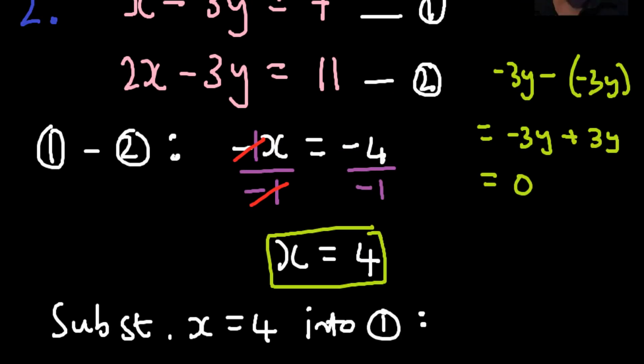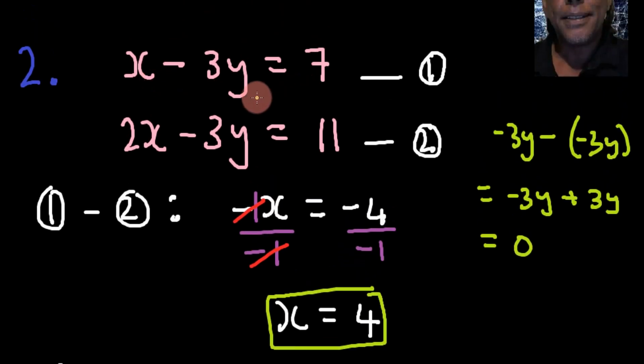And once again, we should plug it back into the original equations to see that it works. So x is 4 and y is negative 1. 4 minus 3 times negative 1 will give us 4 plus 3, which does give us 7.